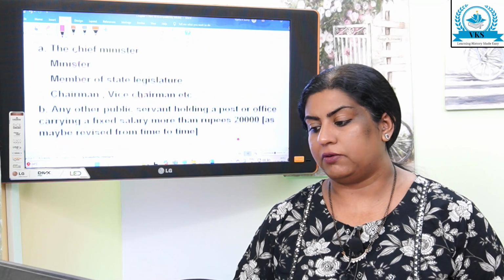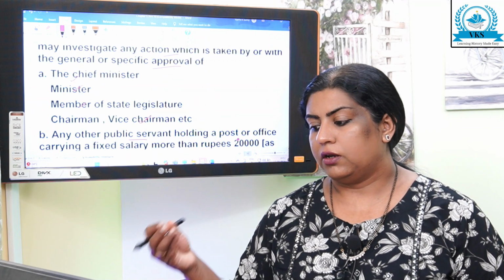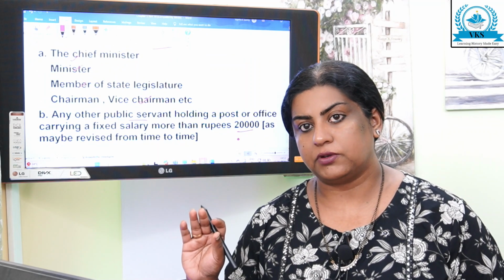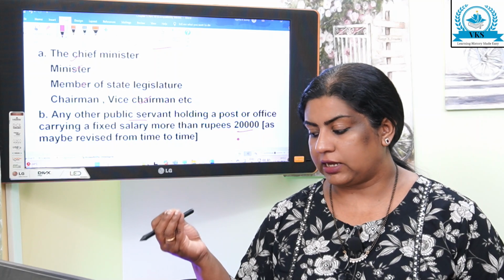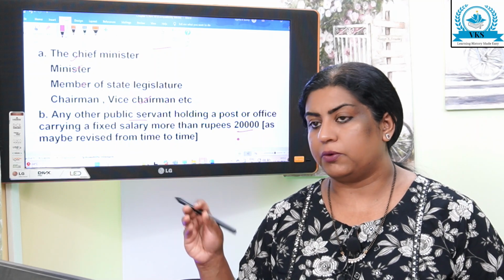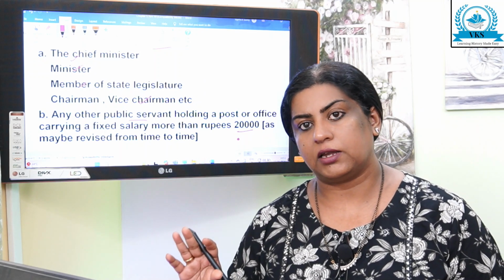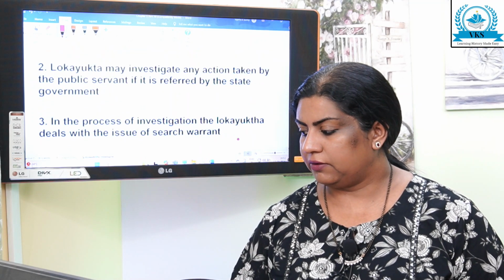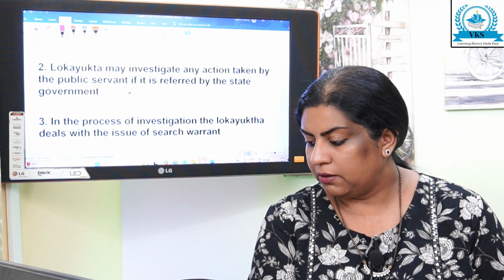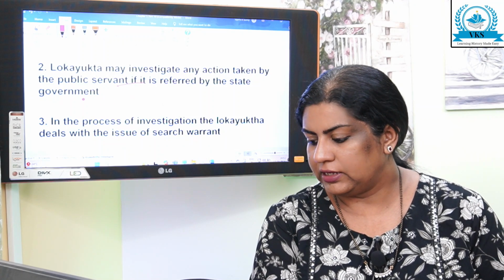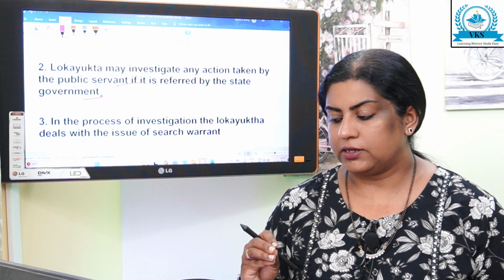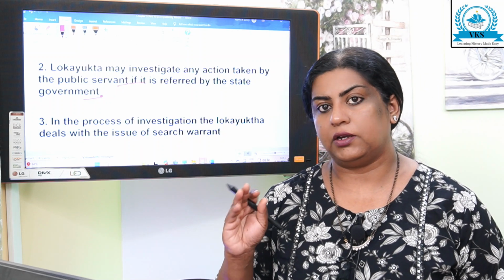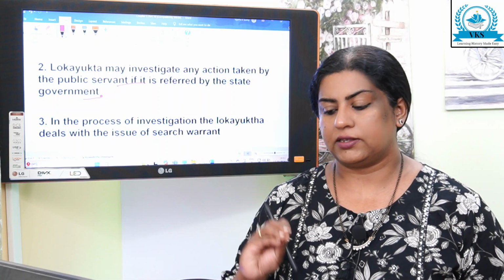So, it also has the power to investigate any actions of a public servant who is holding a post or an office with a minimum salary of more than 20,000 rupees. Those cases can also be investigated by Lokayukta. Next, Lokayukta may investigate any action taken by a public servant if it is referred by the state government. So, if any action is taken by the public servant and it is referred by the state government, then Lokayukta may investigate such cases also.